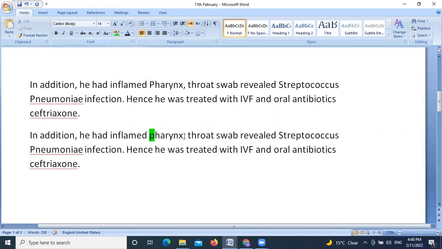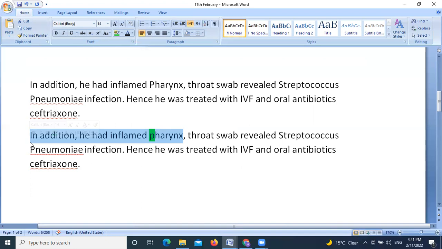Okay. So is there any other mistake in this first part? In addition, he had inflamed pharynx. Any other mistake? Still there is one mistake. You people need to pick it. What is the mistake? No, had is not a mistake. It was in the past. This visit was in the past.